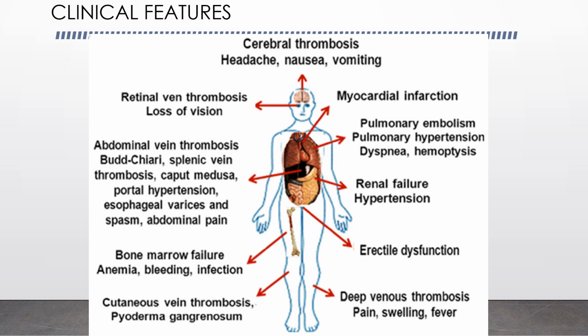Clinical features: headaches, nausea, cerebral thrombosis, vomiting, MIs, pulmonary embolism, renal failure, erectile dysfunction, deep venous thrombosis, pyoderma gangrenosum, infection in the skin, bone marrow problems, anemia, bleeding, infection, abdominal veins thrombosis, which causes severe abdominal pains. Okay, and retinal vein thrombosis, loss of vision or partial loss of vision can also be encountered.